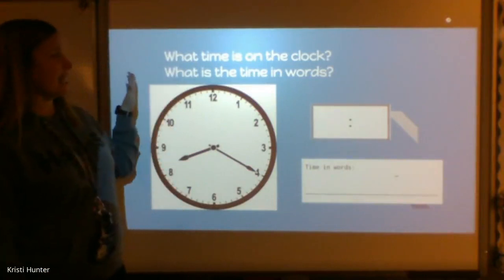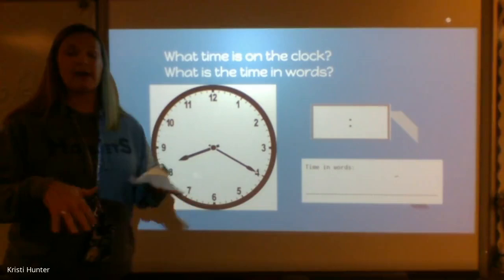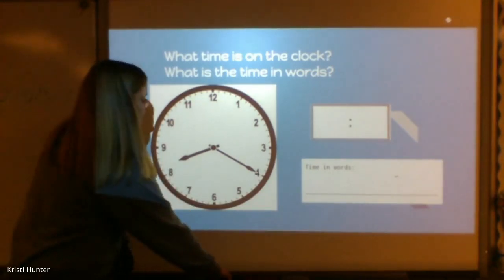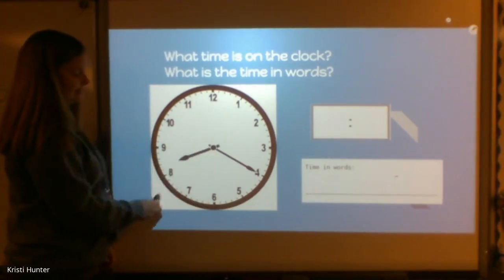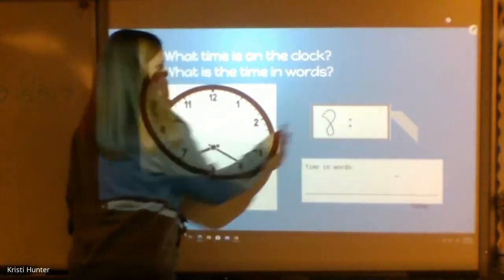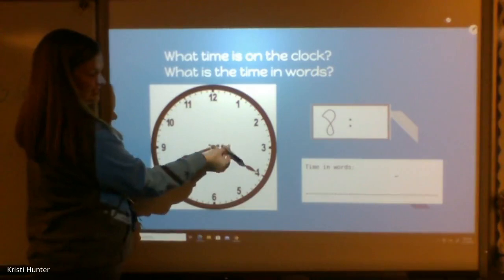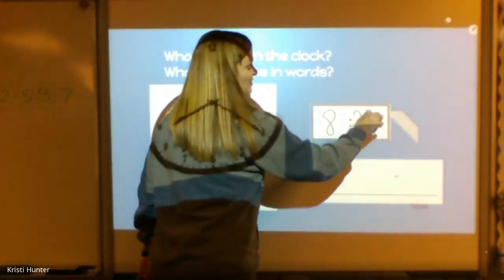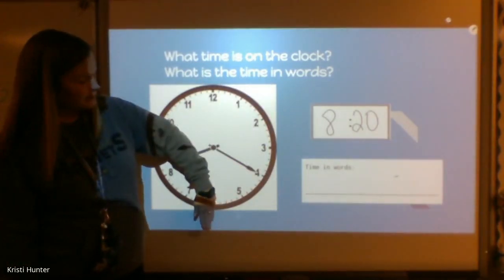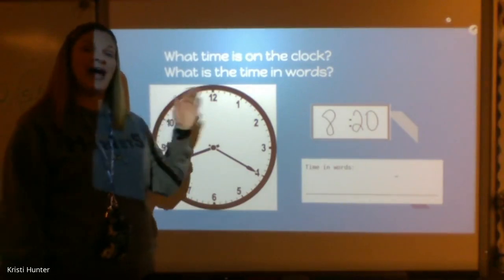So it says, what time is on the clock? What is the time in words? So let's just start by what time is on the clock. So when I look at this clock, I notice my hour hand is in between the 8 and 9. That means it's still 8 o'clock. And I need to count around until I get to my minute hand. So 5, 10, 15, 20. So it is 8:20. So remember, if I'm on this right-hand side of the clock, I'm going to talk about it's past the hour.